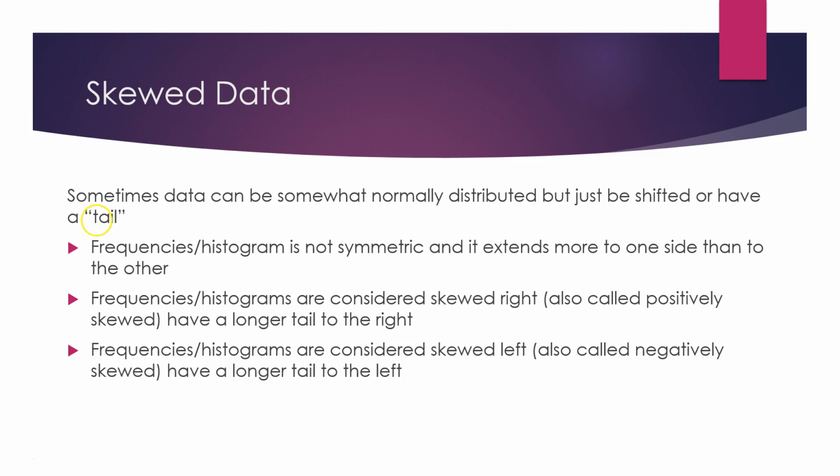So skewed data, first, is where the histogram will not be symmetric and it will extend more to one side than the other. The graph is considered skewed right or positively skewed. I'm always going to refer to it as skewed right and skewed left though. They will be skewed right if they have a longer tail to the right. The histogram is skewed left if the tail extends to the left. So when you talk about the skewedness of a graph, you are essentially talking about in which direction you have that little tail. So let's look at some examples for this.